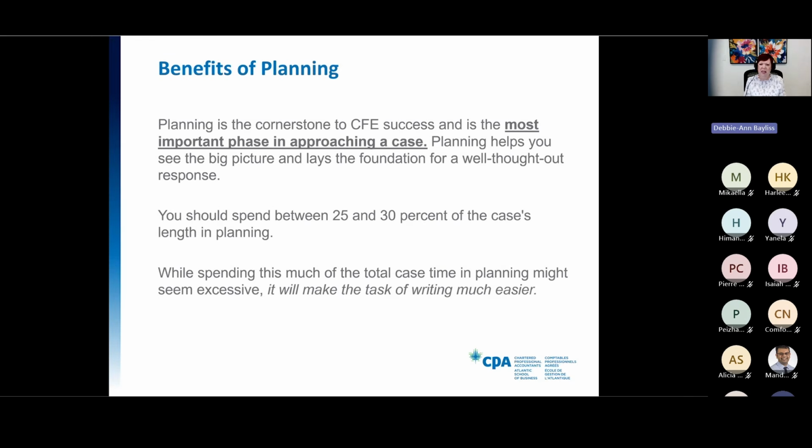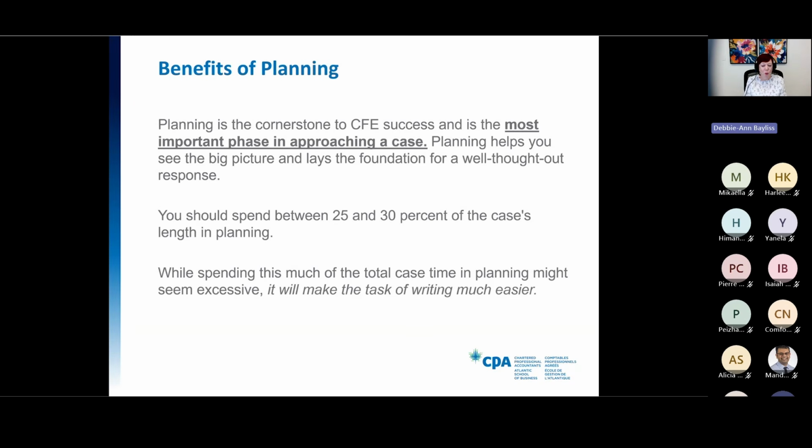So I want to read word for word. This comes from the Board of Examiners. Planning is the cornerstone to CFE success and is the most important phase in approaching the case. Planning helps you see the big picture and lays the foundation for a well thought out response. So as a result, you should spend between 25 and 30% of the case length for planning. That's reading, creating your outline, and allocating the times for each of your requireds.